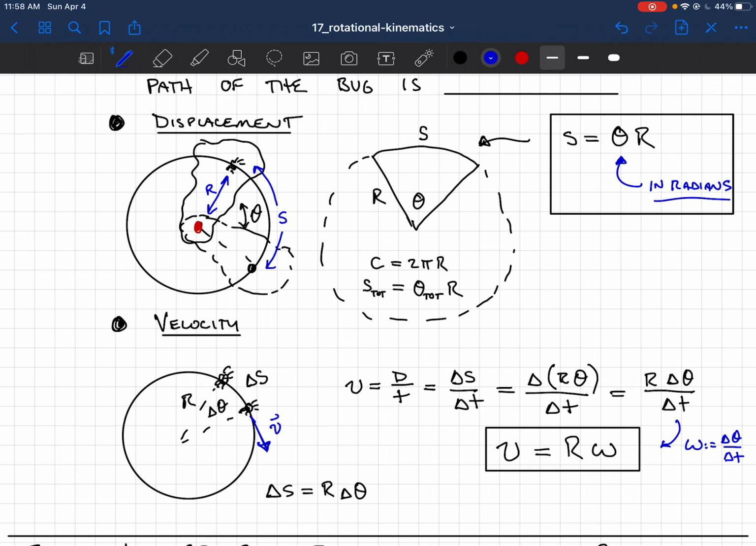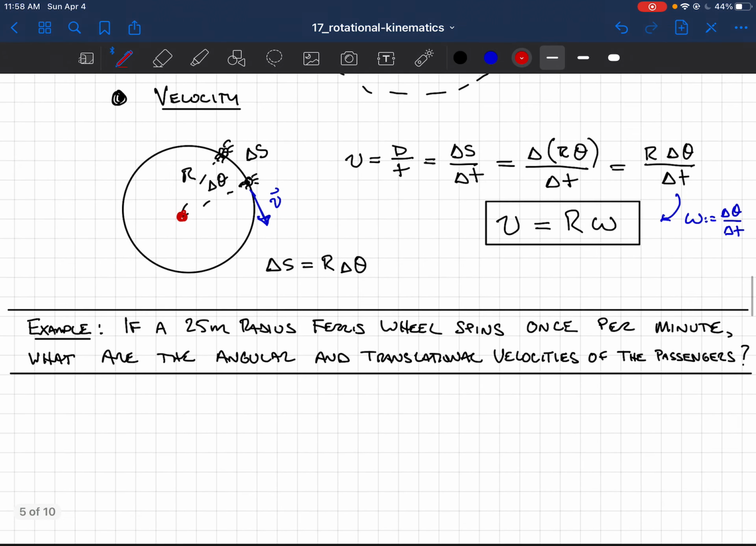So the translational velocity, the translational speed of a point traveling on that rotating object, is given by the rotational velocity multiplied by the radius from the axis on that object. So you always have to consider what that axis is, the distance to the axis. So let's do an example of that.